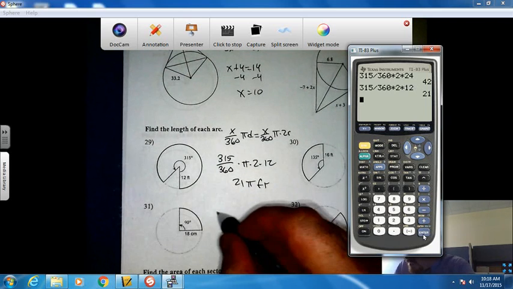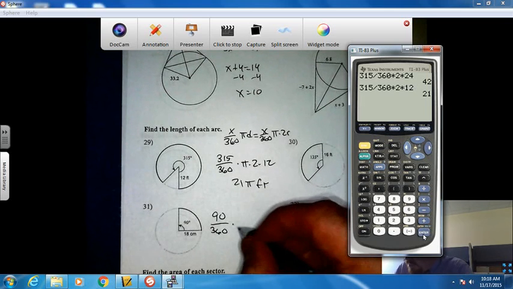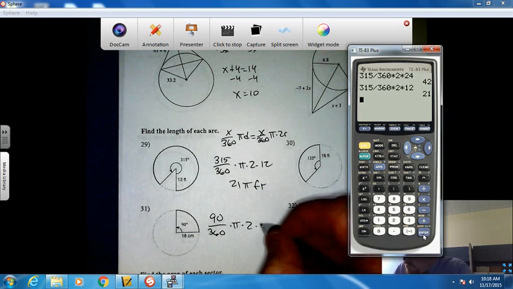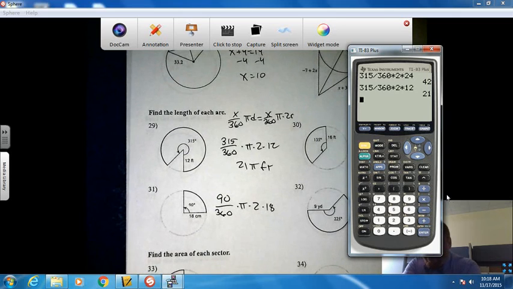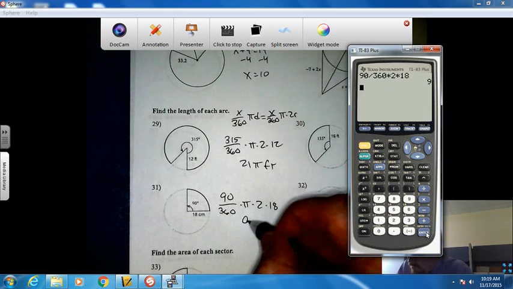Next problem, it is 90 as the angle measure over 360 times pi times 2 times the radius. So, clearing this out so there's no confusion. So, 90 divided by 360 times 2 times 18. It is 9. So 9 pi centimeters.